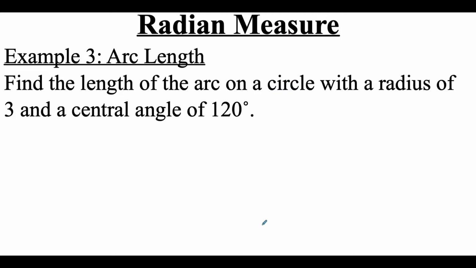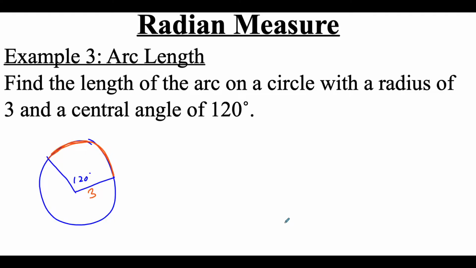In this example, we're going to be finding an arc length. So we're going to find the length of an arc on a circle with a radius of 3 and a central angle of 120 degrees. So I'm going to draw a picture of what's happening here. We've got a circle, and we've got a 120 degree angle in the middle, and the radius of our circle is 3. And we're trying to find the length of this arc that our angle is intersecting.